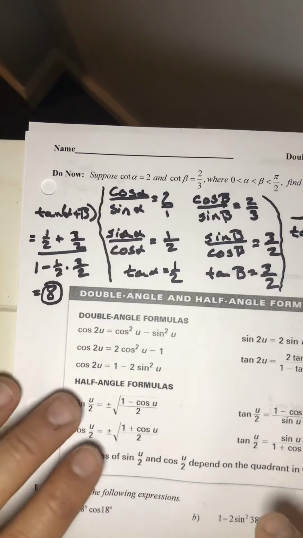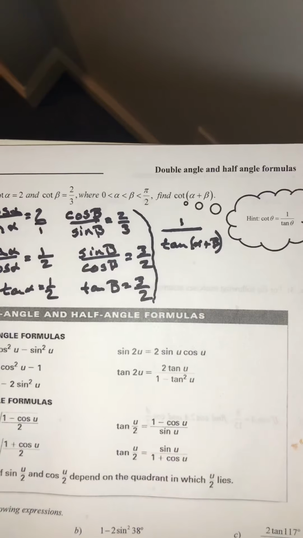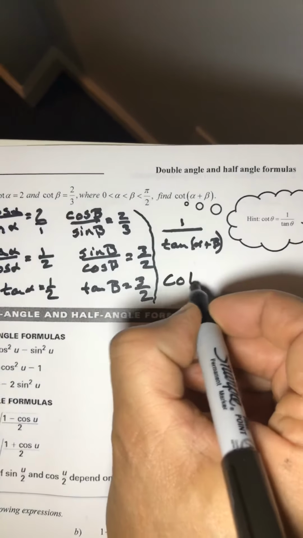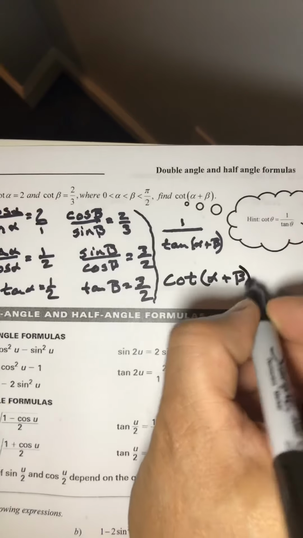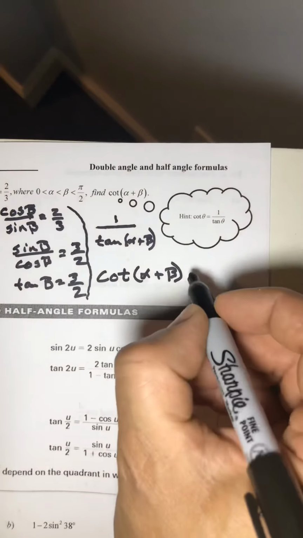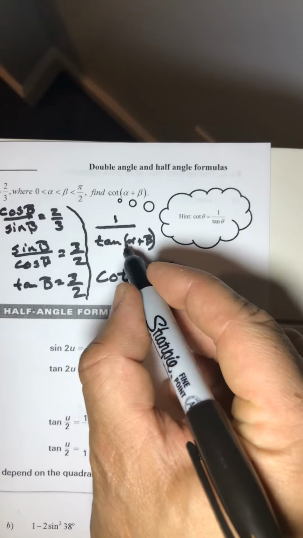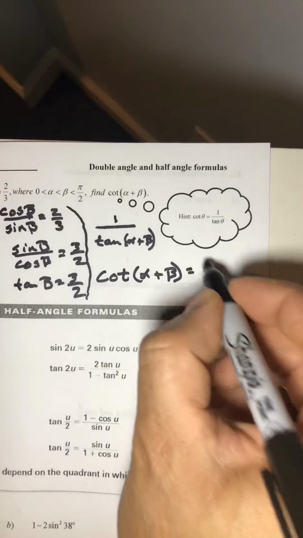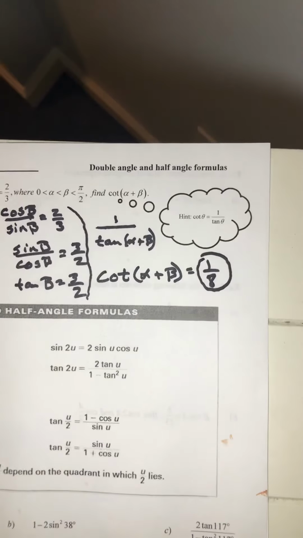And that brings us back over here. If our goal was to figure out cotan of alpha plus beta, well, we would have done it by doing 1 over the tan of alpha plus beta, which we figured out was 8. So we can say that this final answer will stick with 1 over 8.